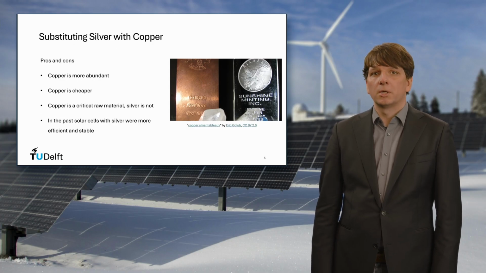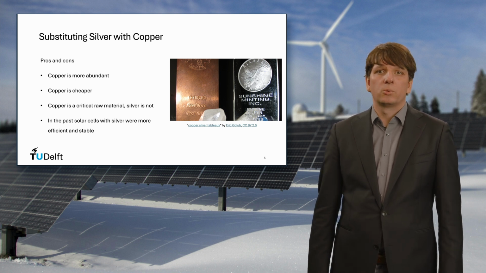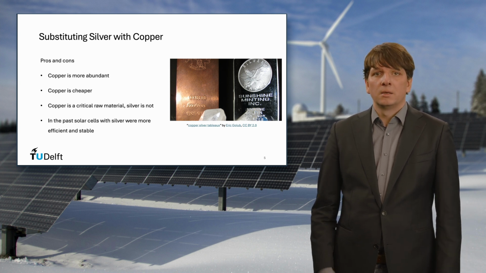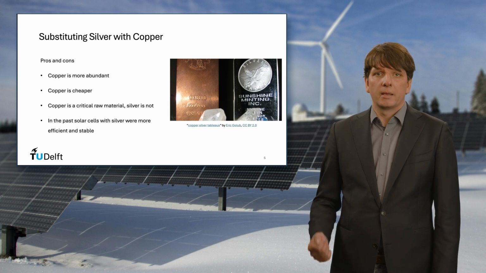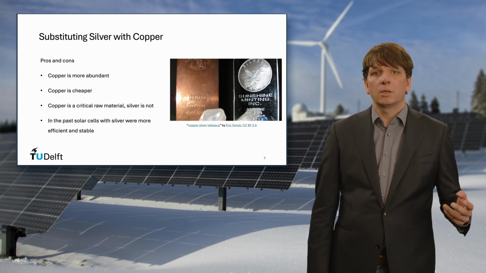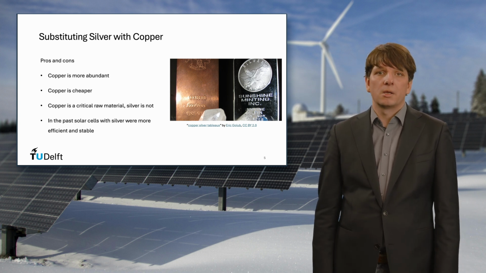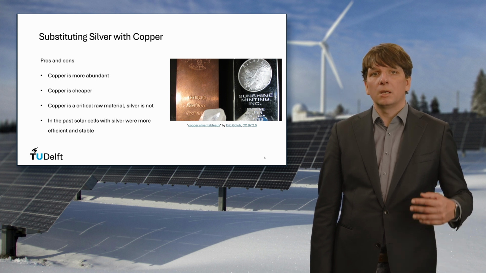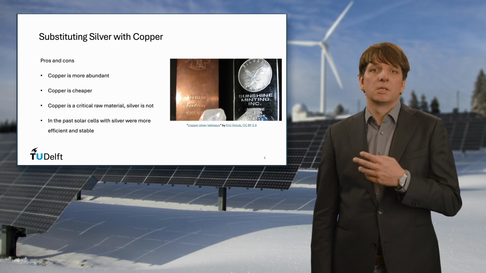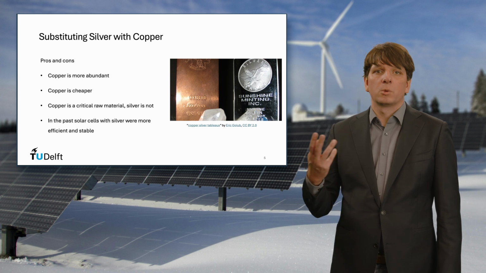Disadvantages are that copper is listed as a critical raw material according to the 2023 EU list, while silver is not. This has the effect that different regulations apply. In the past, solar cells with silver were more efficient and stable. However, engineering advances have closed the gap to the point that recently more new PV factories use copper and not silver. So what is the impact of substituting silver with copper?